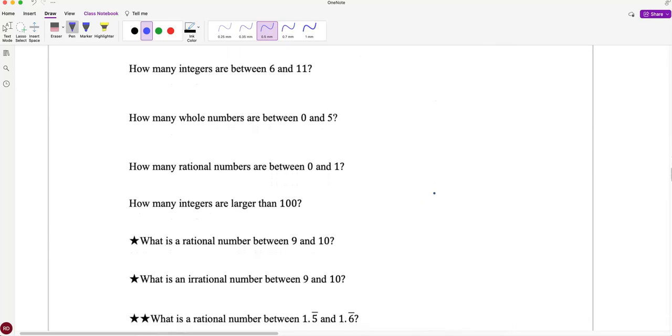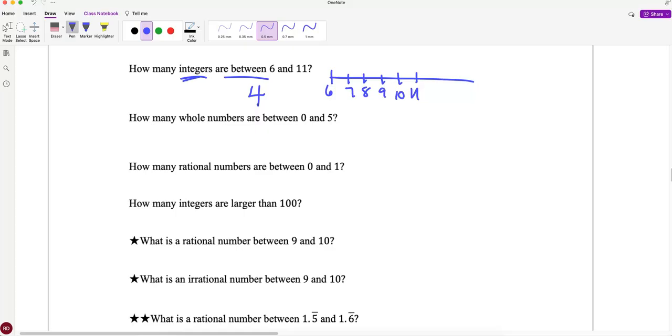How many integers are between 6 and 11? So if you had a number line here, 6, 7, 8, 9, 10, 11. Okay. So how many integers are between? So 7, 8, 9, and 10. I see 1, 2, 3. There are 4 integers between 6 and 11.